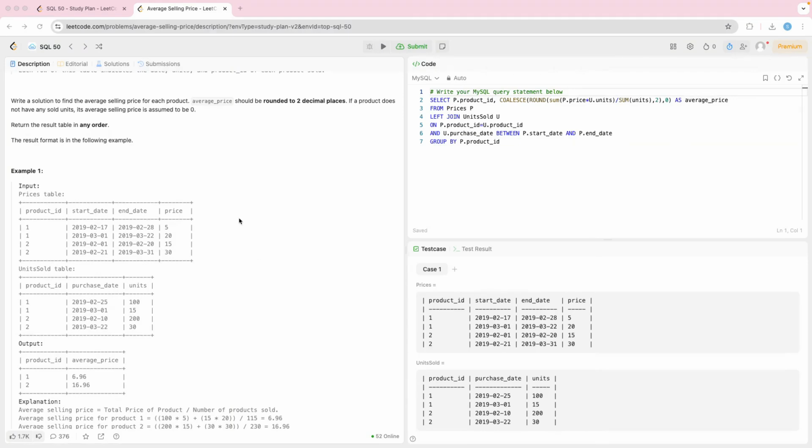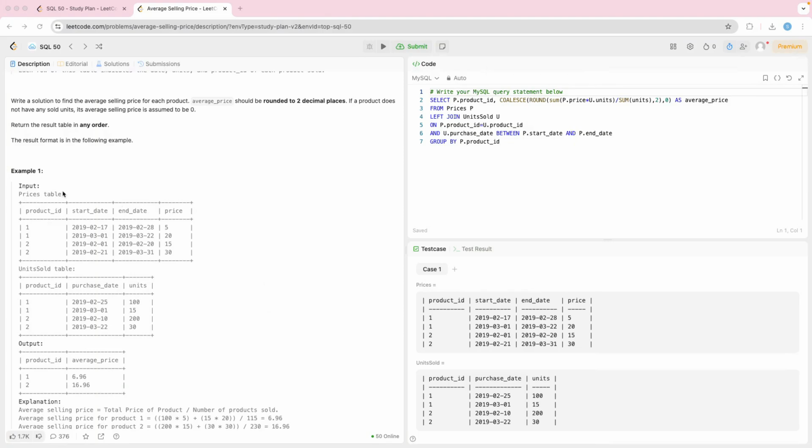The approach is pretty simple. First, we already know that the average price is equal to the total price divided by the total number of units. To get the total price for any product ID, we just need to do number of units into price plus number of units into price. So like we have done here, 100 into 5 plus 15 into 20, divided by the total number of units, that is 115.